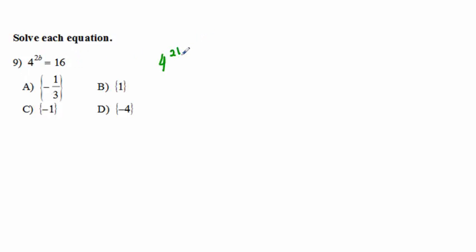To actually do it the algebraic way, we would write 16 as 4 squared, and then say, aha, they've got bases of 4, which means my exponents need to be equal to each other. 2b equals 2, so I'm going to divide both sides by 2 and get b equals 1. So that's answer choice B.